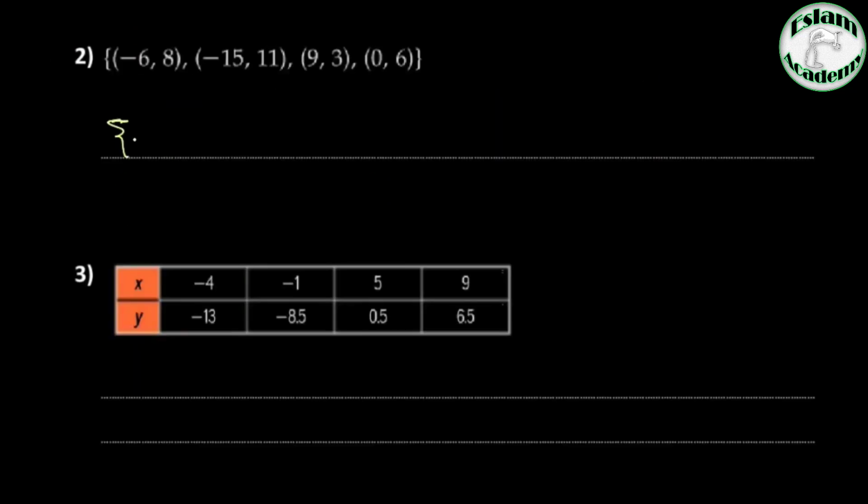Number 2. We need to find the inverse. We have (-6, 8), so the inverse will be (8, -6). (-15, 11), so the inverse will be (11, -15). (9, 3), so the inverse will be (3, 9). (0, 6), so it will be (6, 0).